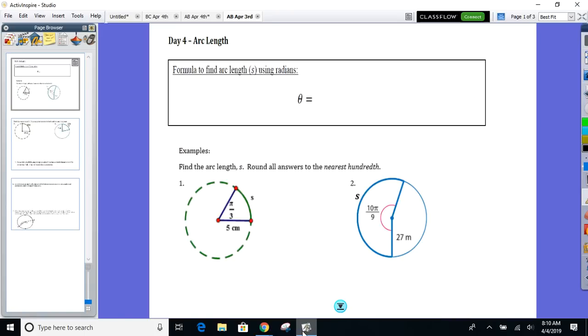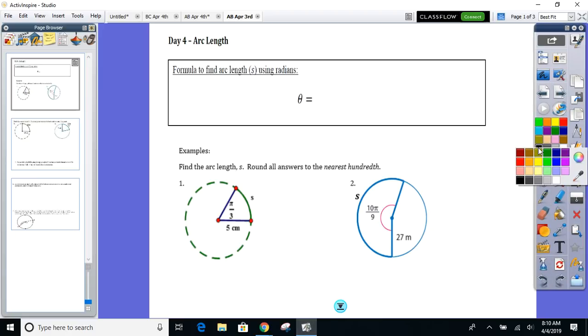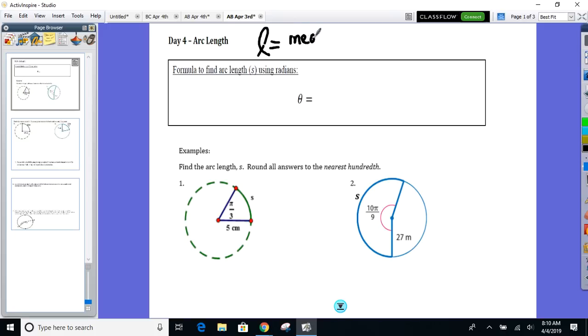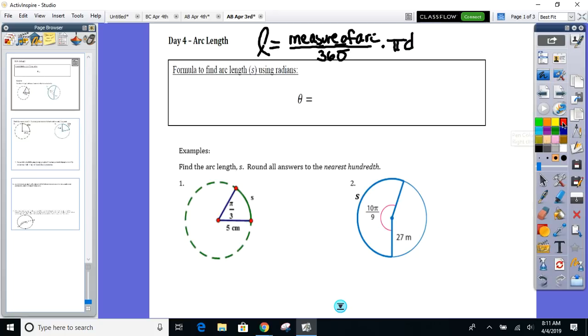Okay, everyone, you should be on day 4, arc length. And I know some of you may say, well, we did arc length on Wednesday in class, and you are correct. If you remember, the formula we used for arc length was the measure of the arc over 360 times the circumference, pi d. Here's the issue we're going to have today, though.